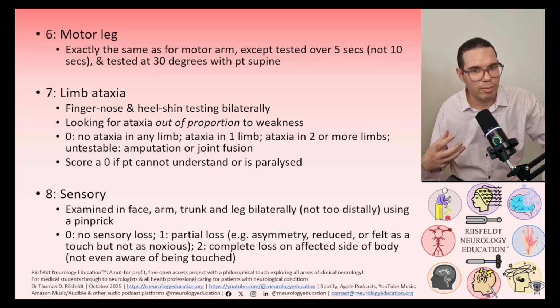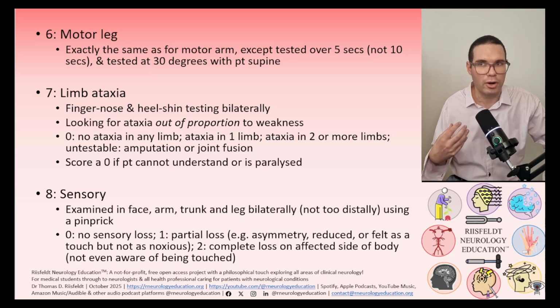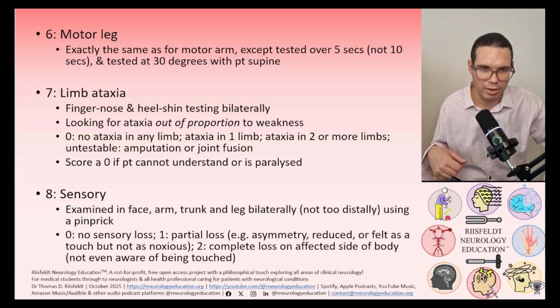And it has to be tested with the patient lying supine, and it's tested at 30 degrees. So you don't really need to remember the number 30 degrees.